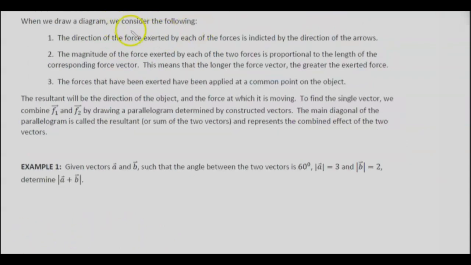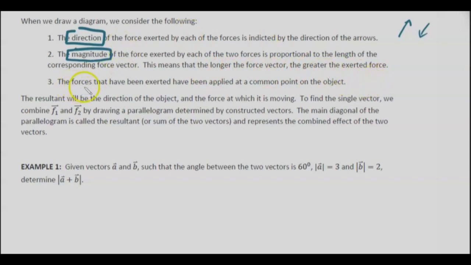So when we draw a diagram, we consider the following. First, we consider the direction of the force exerted by each of the forces. Direction is indicated by the direction of the arrows. Wherever the arrow is, that's the direction. We also consider the magnitude of the force exerted by each of the two forces, which is proportional to the length of the corresponding force vector. This means that the longer the force vector, the greater the exerted force.